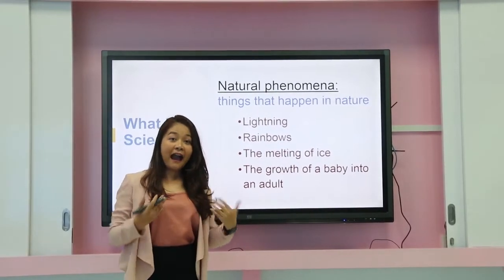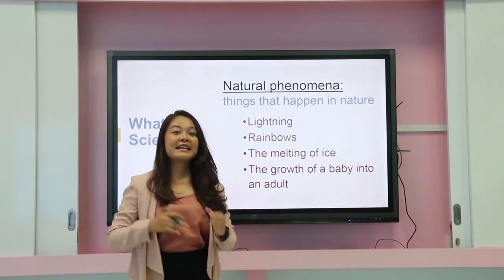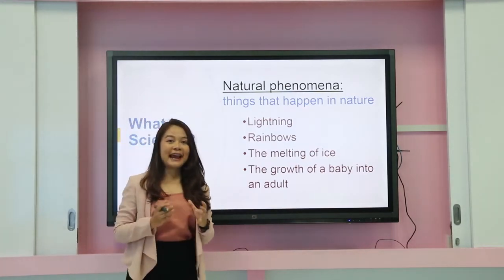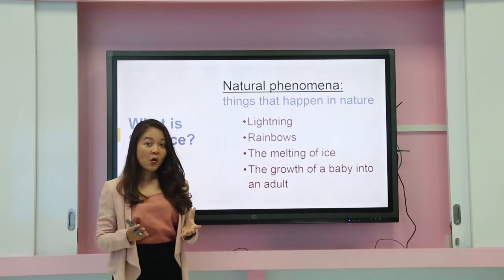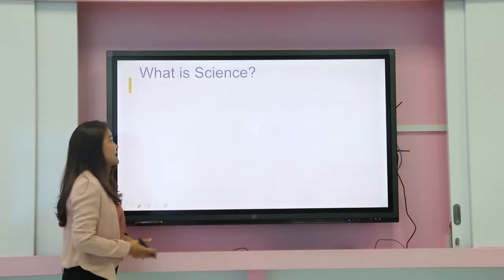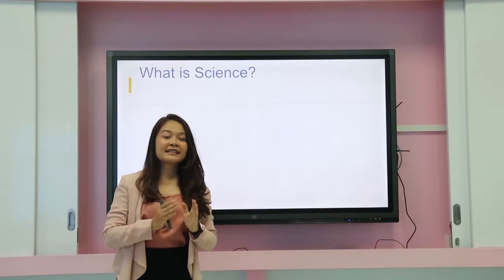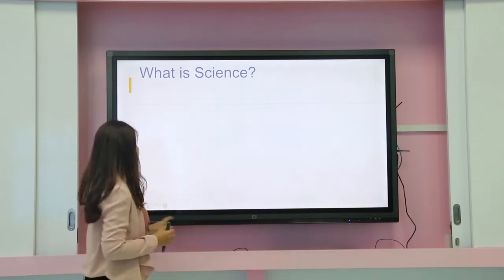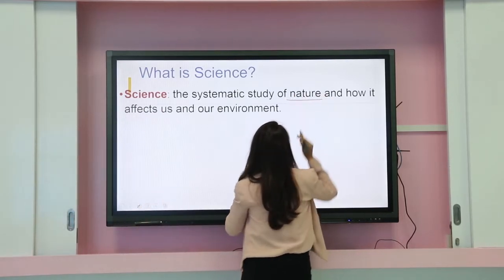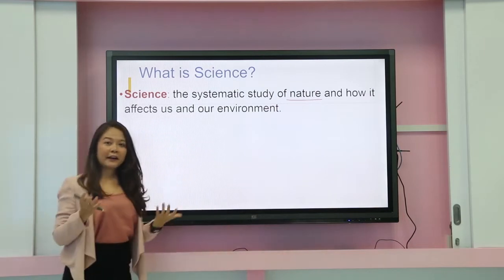We want to know why and how all this happened. We research for the answer. And the study of science gives us the answers. So, what is science? Do you know what science is? Yes, science is the systematic study of nature and how it affects us and our environment. This is a definition of science. Please underline these words: the systematic study of nature, and how this affects us and our environment.